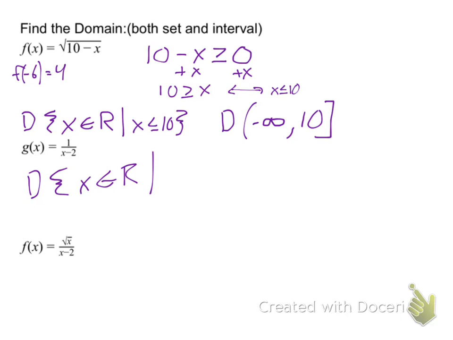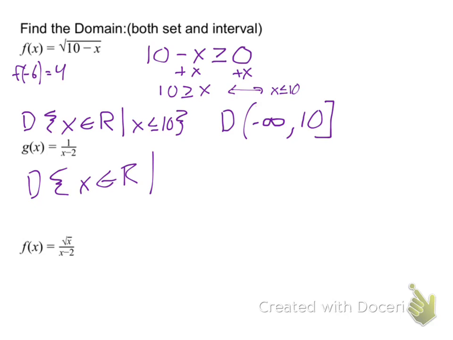What can't you divide by? We talked about this already today. 0. What would make that 0 on the bottom? 2. So can you be at 2? No. Is there any other seemingly obvious number that can't be?